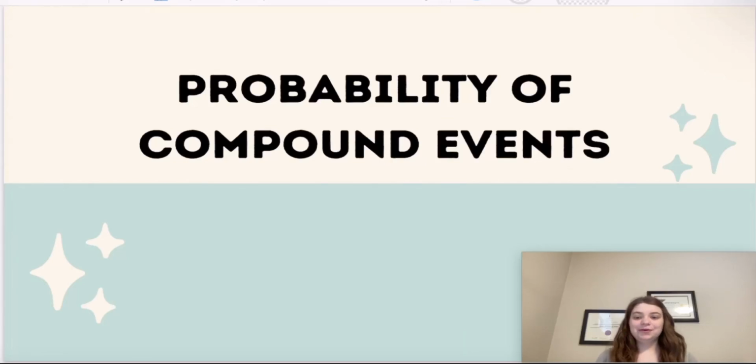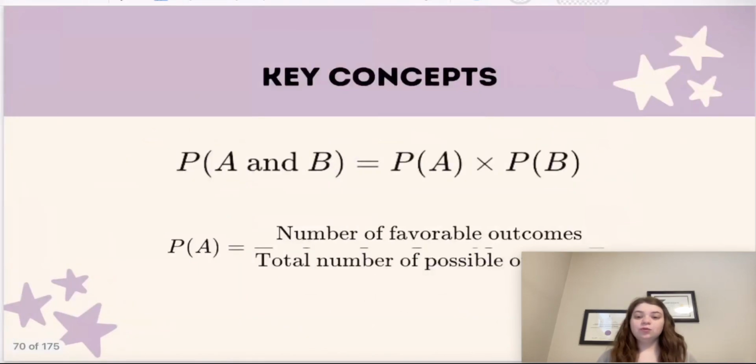Welcome back. Today we're going to be talking about the probability of compound events. Whenever we have independent events, the probability of A occurring and then B occurring is the probability of A times the probability of B. When the events are dependent events, the formula is different. But today we're only going to be talking about independent events, meaning events where the outcome of one doesn't impact the outcome of the other.